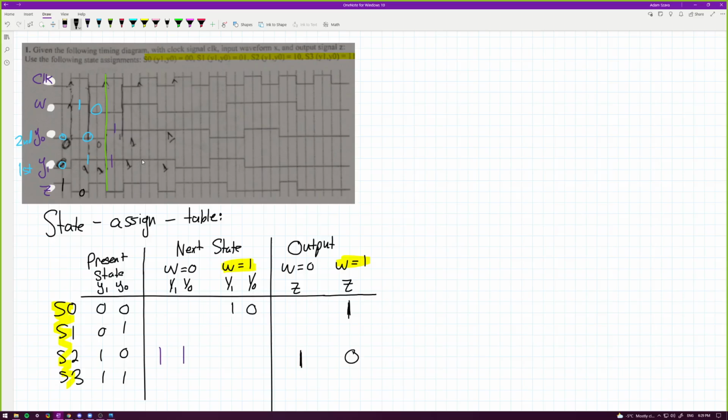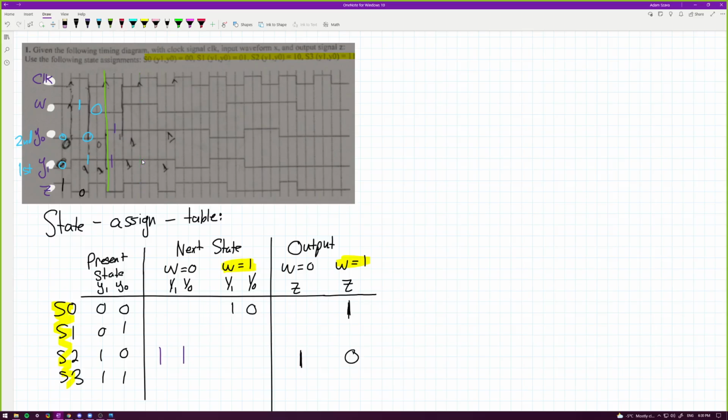Input 0, state 1, 1, output 0, we got that. And then from here, we can just move to the next clock. I don't know what I should erase here to do everything good. I don't want it to be too messy, but I also don't want to lose any information. So there's our next clock. Move to the next clock here.